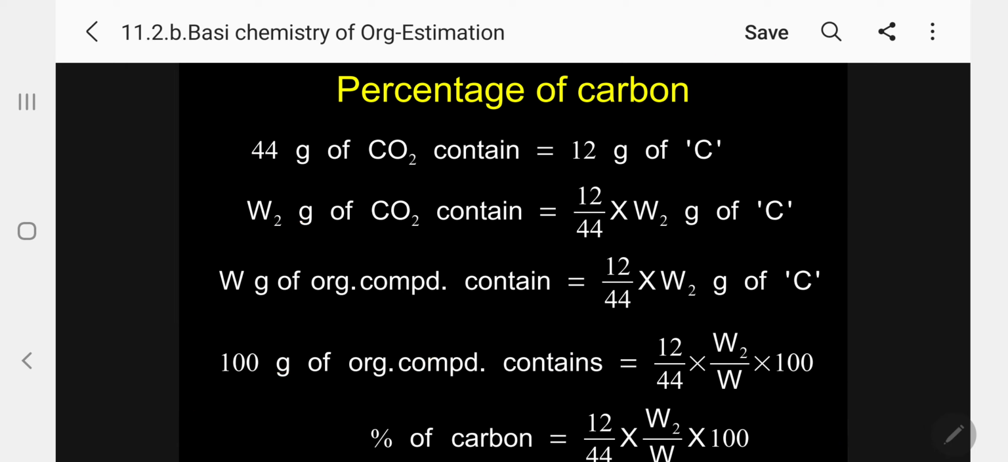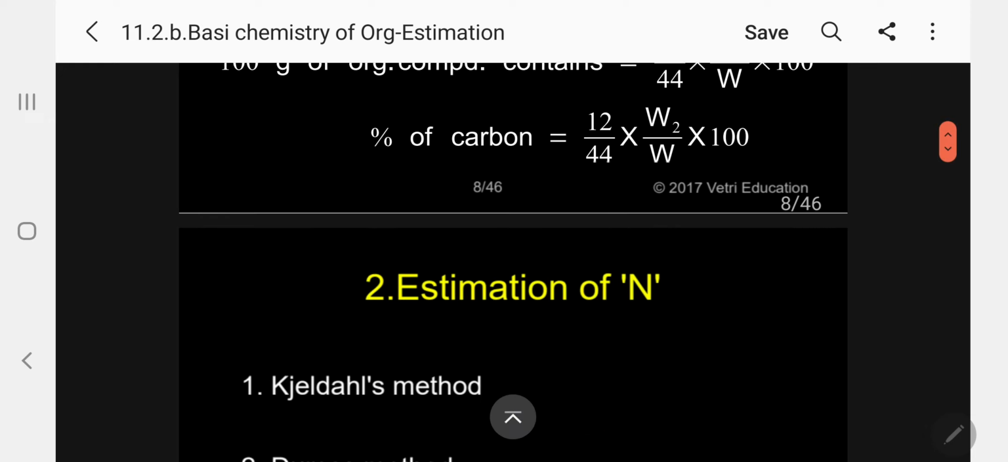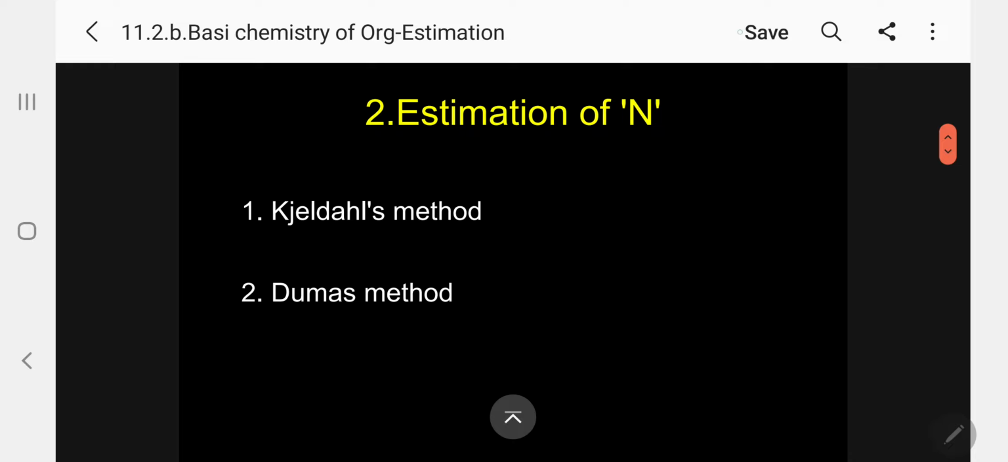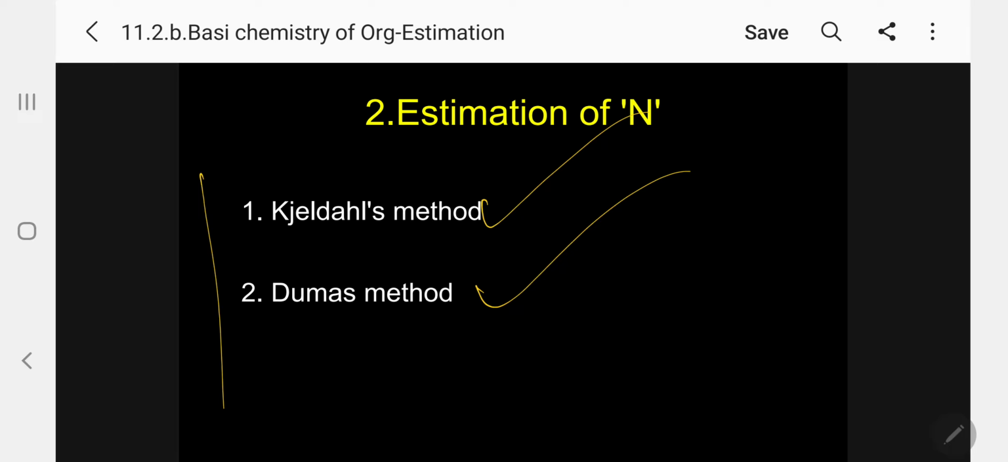So carbon and hydrogen can be estimated by the method called the Liebig combustion method. Now I will go for the estimation of nitrogen. Nitrogen can be estimated by two methods. One is Kjeldahl's method, another is the Dumas method.